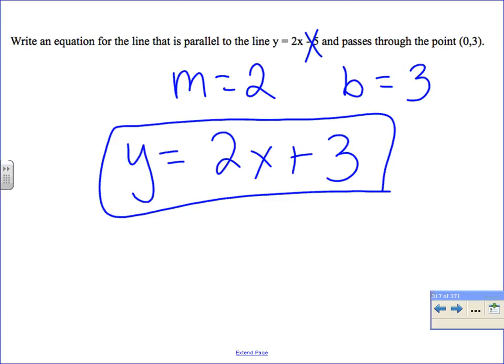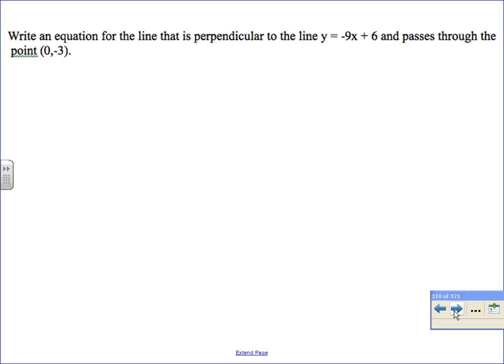Okay, third one. Write an equation of the line that is perpendicular to y equals negative 9x plus 6 and passes through 0, negative 3. So Zach, perpendicular on this one, what should the slope be for it to be perpendicular? Close? Oh, no, you're right. Sorry. I thought you said a negative, and you didn't. Good. The slope has to be positive 1/9. You want it to be the opposite reciprocal. So flip it, change the sign. Flip it, change the sign.